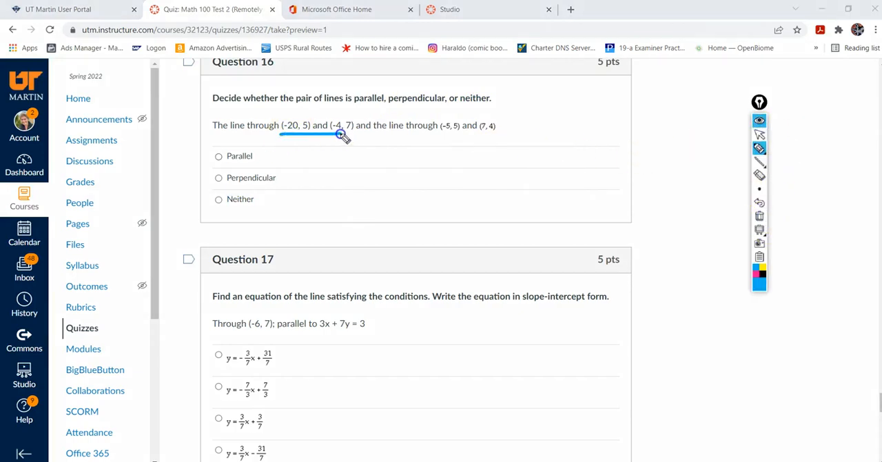Okay, so the slope for that line is going to be 7 minus 5 all over -4 minus -20. So I'm going to get 2 in the numerator, and I'm going to get -4 plus 20, 16 in the denominator, which reduces to 1/8. That's the slope of that first line.